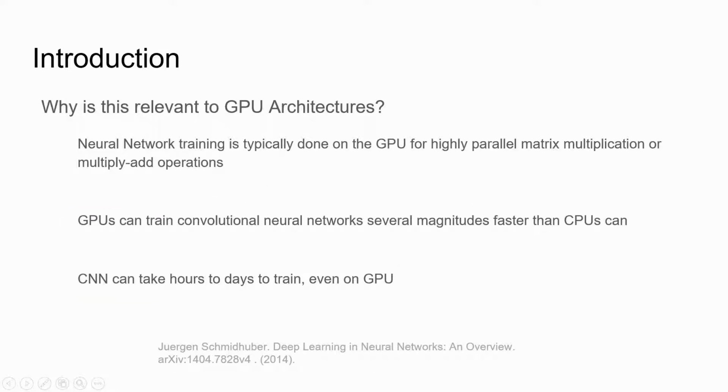Like most deep learning techniques today, CNNs are typically trained on an accelerator like the GPU. The high throughput and parallelization of the GPU is a necessity to complete training in an acceptable amount of time. According to a review of deep learning by Schmidhuber in 2014, GPUs can train convolutional neural networks several magnitudes faster than a CPU can. However, even on a GPU, CNN models can take hours to days to train, partially because of the large input and parameter size.